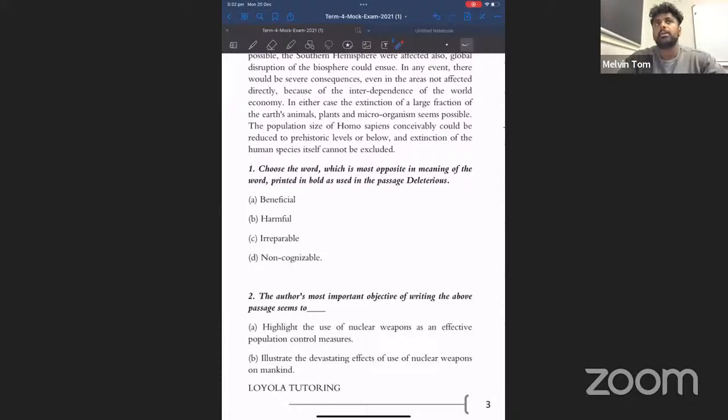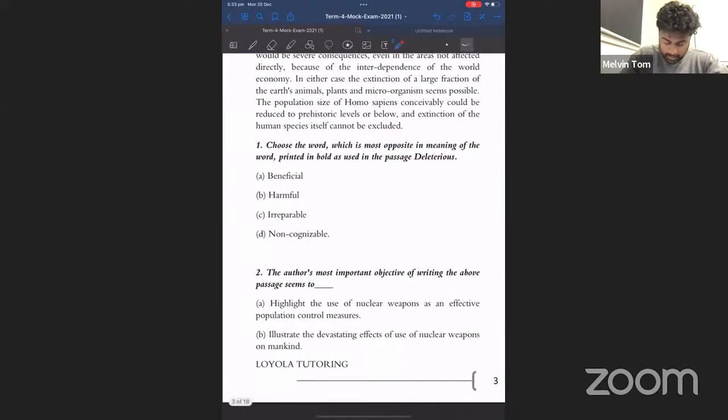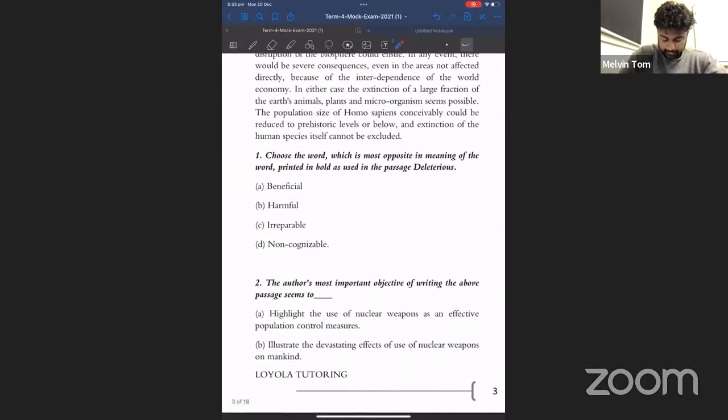Non-cognizable. To have cognition of something means to be aware of something. And the actual definition of deleterious, I'll give you the proper definition: causing harm or damage. So the first one's obviously correct because it's the most opposite. Question 1, the answer is A.